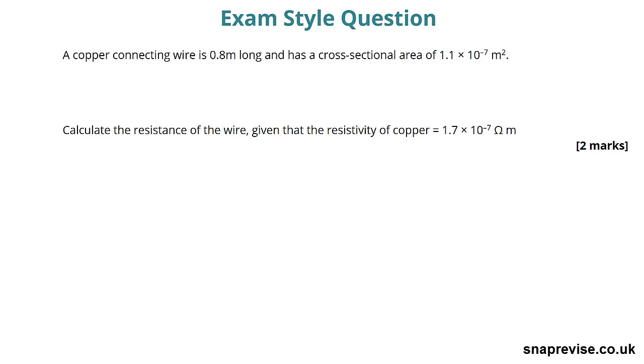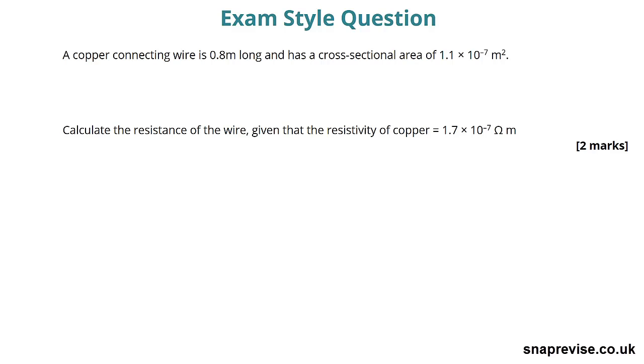So in this exam style question, we're told that a copper connecting wire is 0.8 meters long and has a cross-sectional area of 1.1 times 10 to the minus 7 meters squared. So here they'd like us to calculate the resistance of the wire, given that the resistivity of copper is 1.7 times 10 to the minus 7 ohm meters.